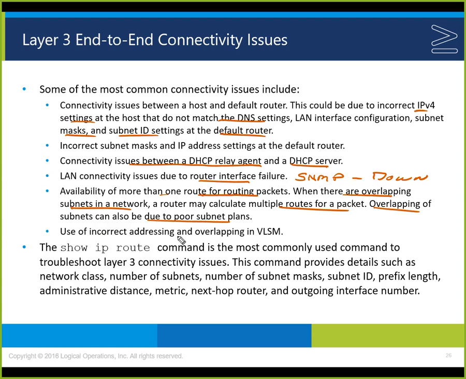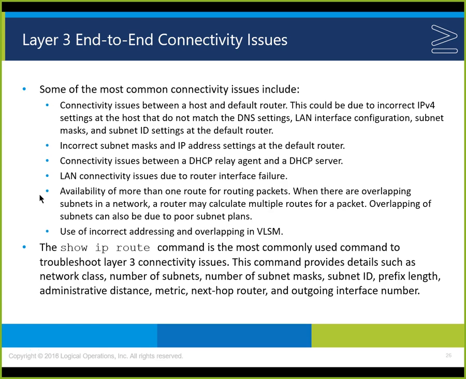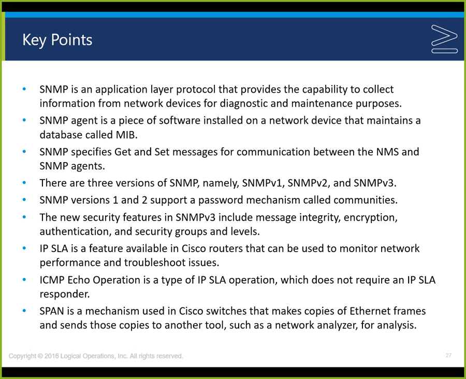Use of incorrect addressing and overlapping in VLSM, variable length subnet mask, means we have set it up wrong. The show IP route command is most commonly used to troubleshoot Layer 3 connectivity issues. Ping works. Traceroute works. With traceroute, the router where it fails, how far you get, is typically going to be the one where the issue is.